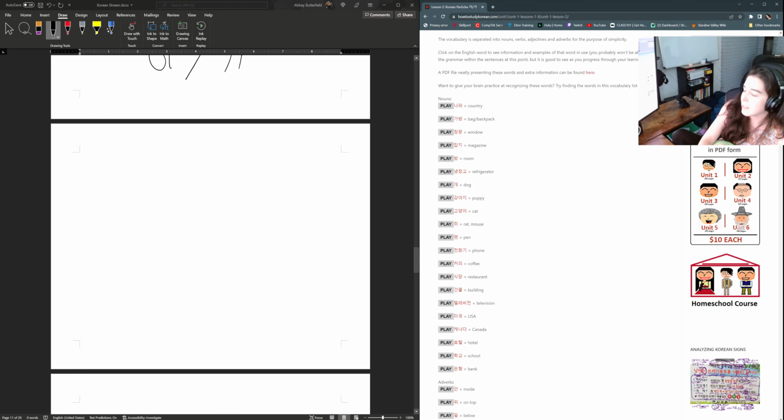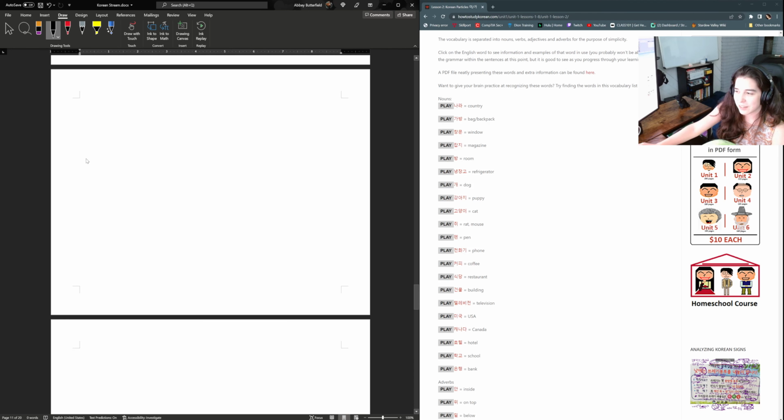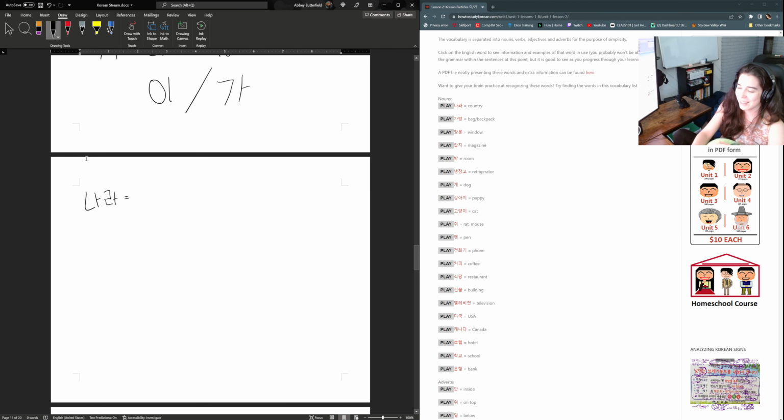So the first word we got is nara, which is country. We're going to accept it. I forgot how I did an equal sign. How many pages do I have? Okay. We have country, and then the next one is backpack, or kabang, 가방. A very American English person accent, but that's okay. We're just learning.